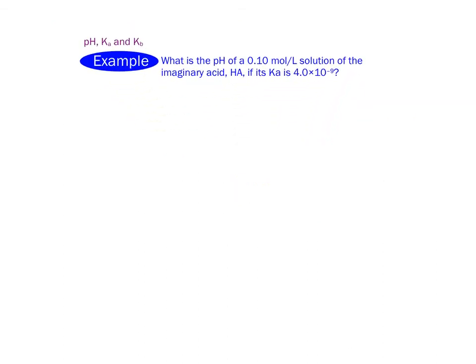So we got a couple more examples here, and here's the next one. It talks about pH, Ka, and Kb. What's the pH of a 0.1 molar solution of the imaginary acid HA if its Ka is 4 times 10 to the negative 9? So let's take a look at what the chemical reaction would look like. We've got our acid, we're going to add it to water, and we're going to get the hydronium ion, and we're going to get A minus.